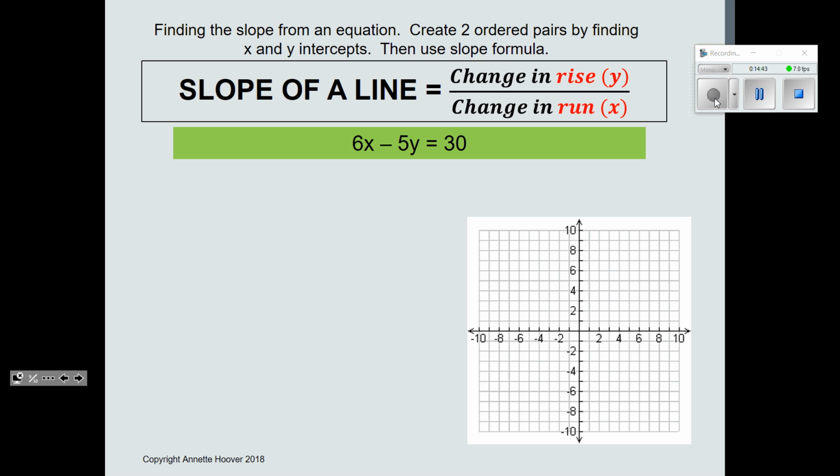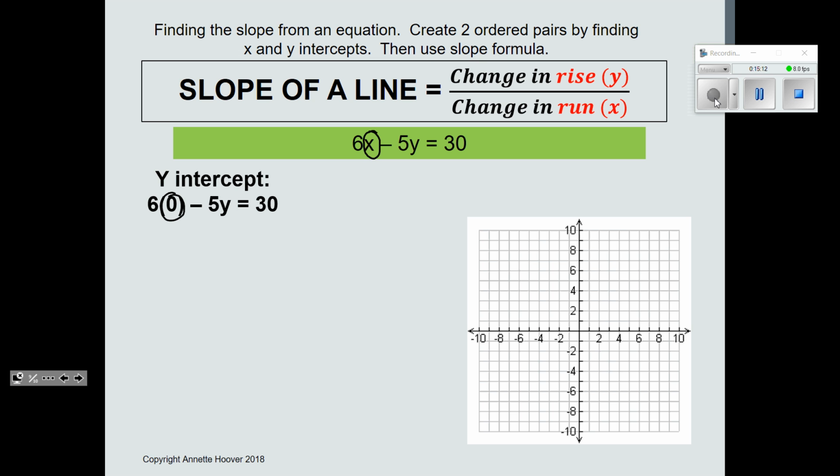Find the slope from an equation, creating 2 ordered pairs by finding the x and y intercepts. Now, in our last lesson, we were finding x and y intercepts, and we've discovered that in order to find the x and y intercept, all we have to do is plug in 0 to the opposite coordinate. So to find the y-intercept, we want to plug 0 into x. So 0 is plugged into the x.